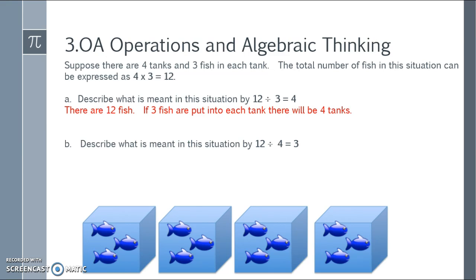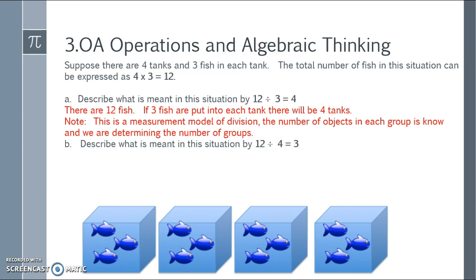So the first one, there are 12 fish altogether, we know this. If we put 3 fish in each tank, there will be 4 tanks, just like the picture shows below. Note, this is a measurement model of division. The number of objects in each group is known, and we are determining the number of groups.